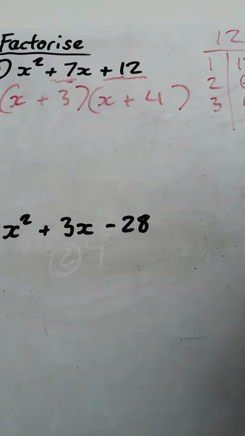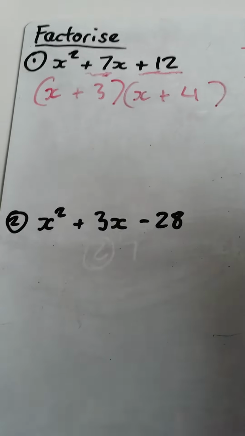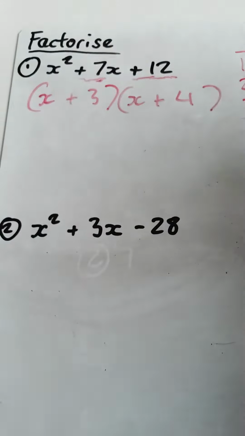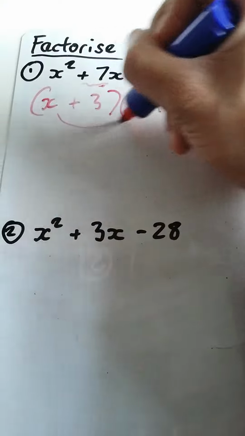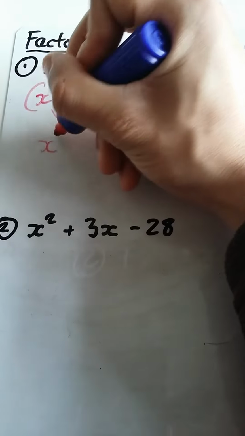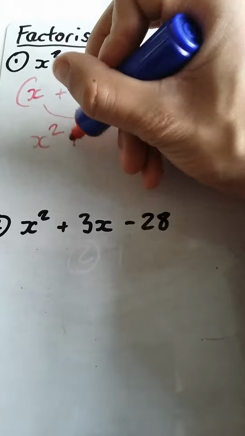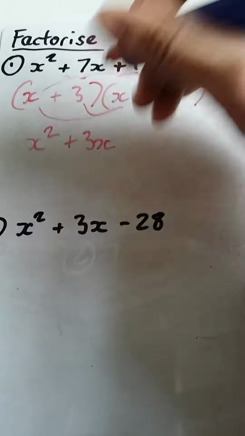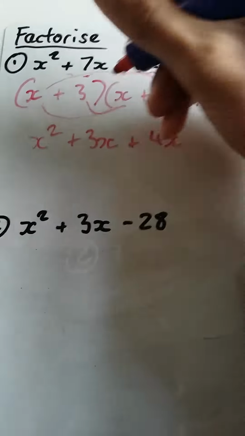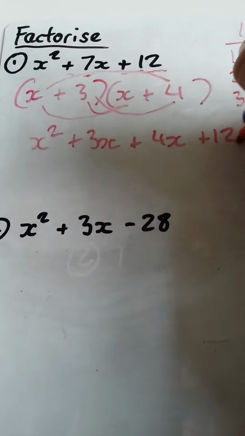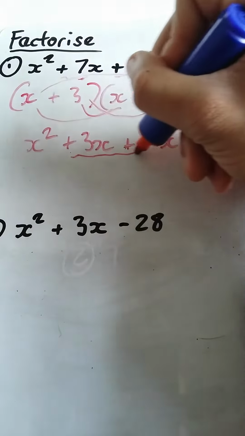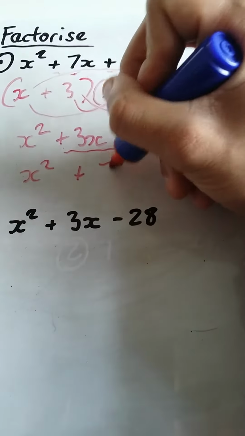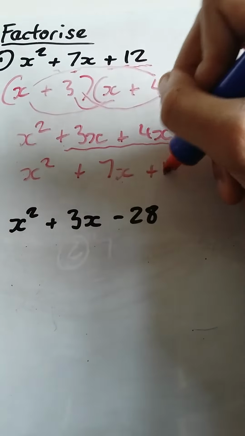Simple trick. Now, to check that this works, we can expand these brackets, because we should get the algebraic expression we started off with. So x times x is x squared. 3 times x is 3x. x times 4 is 4x. And of course, 3 times 4 is 12. We simplify 3x plus 4x, and we end up with x squared plus 7x plus 12, which is the expression that we started with.